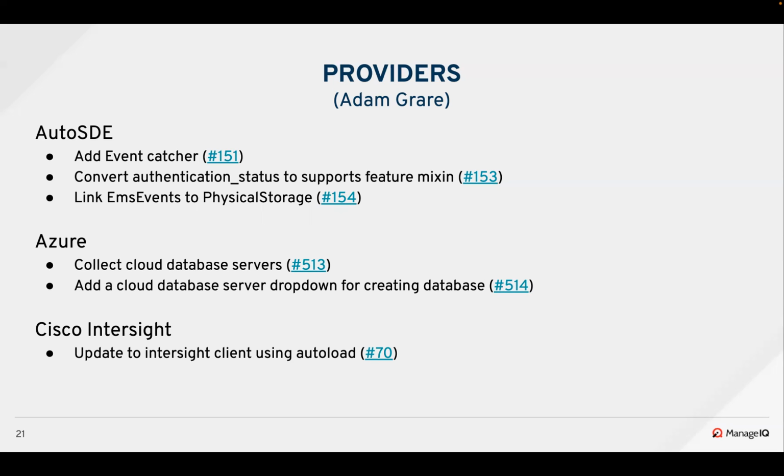For Cisco Intersight, we updated the Intersight client to use the version of the gem which uses autoload. Requiring this gem was taking a ridiculous amount of memory. And so by delay loading these, we were able to greatly reduce the memory usage. And so as of this PR, we're now using that more efficient gem version. Next slide.